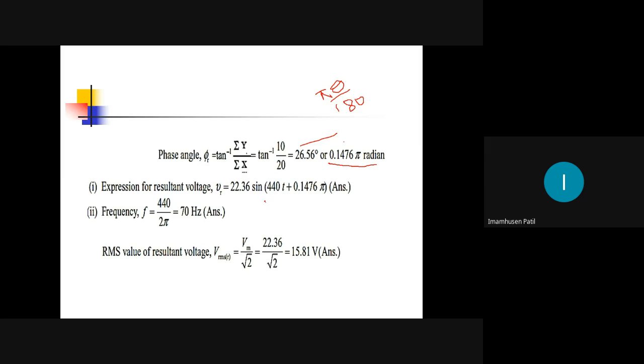Now, omega is equal to 2 pi f. That is the omega t here. Omega, 2 pi f, is equal to 440. So f is equal to 70 hertz.